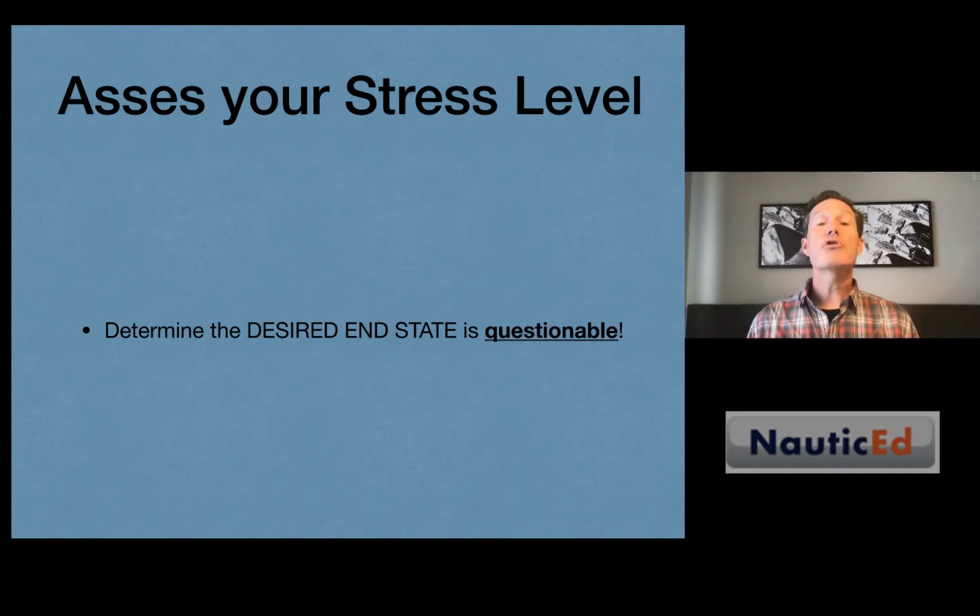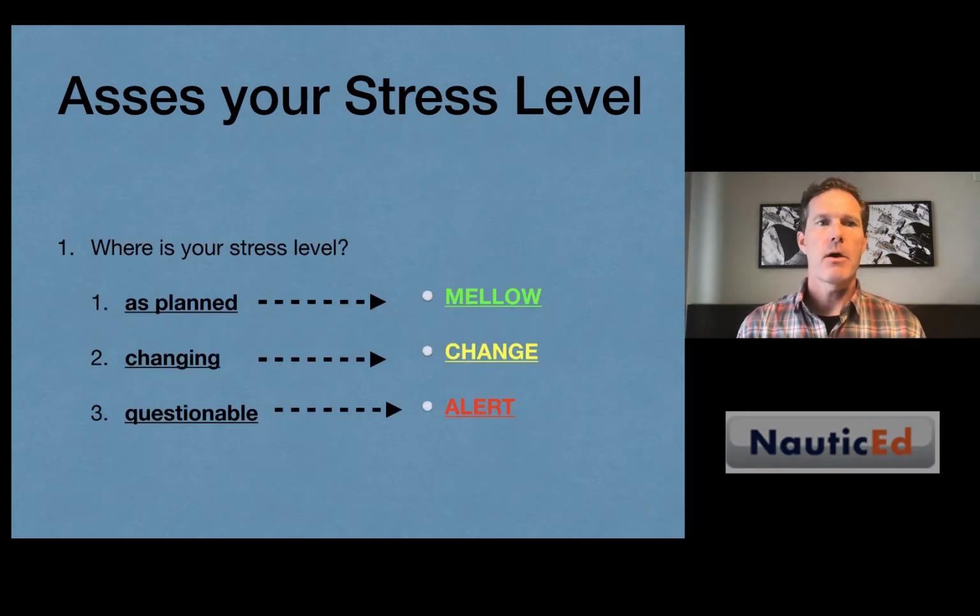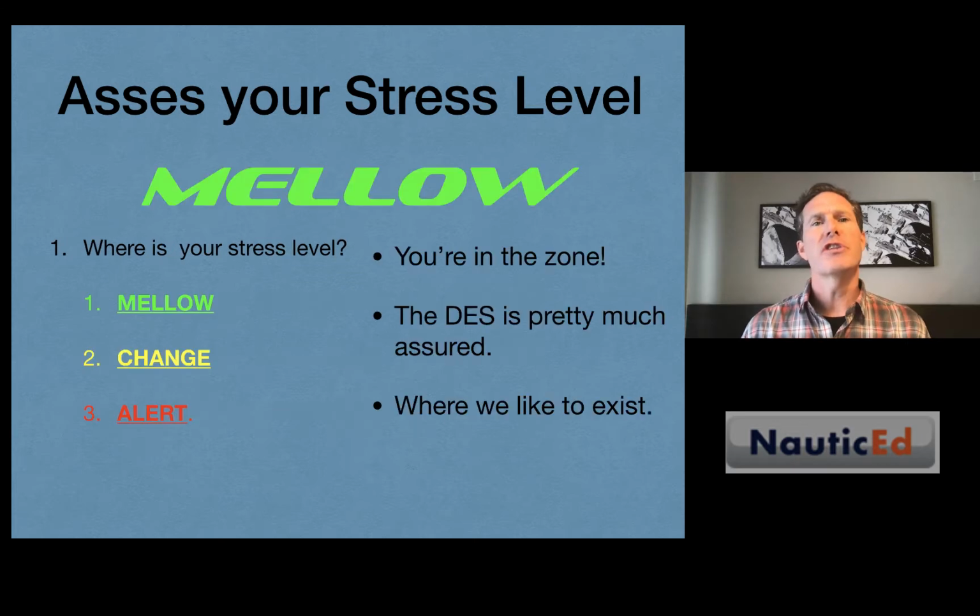Lastly, you've determined that your desired end state is questionable. Maybe you've even abandoned it instantly due to some catastrophic change. However, we're going to call this an alert state. So when you assess your stress level, this is bringing your awareness to the situation. You're seeing yourself going from a mellow, as planned, to a change state, something has changed, to a questionable state. You're at an alert state. Your stress level has gone from mellow to something's changed, something doesn't seem right, to an alert state of, I know what it is, I know something's wrong, and we're going to use these three levels as a baseline for you to just have an internal understanding of where you're at, okay?